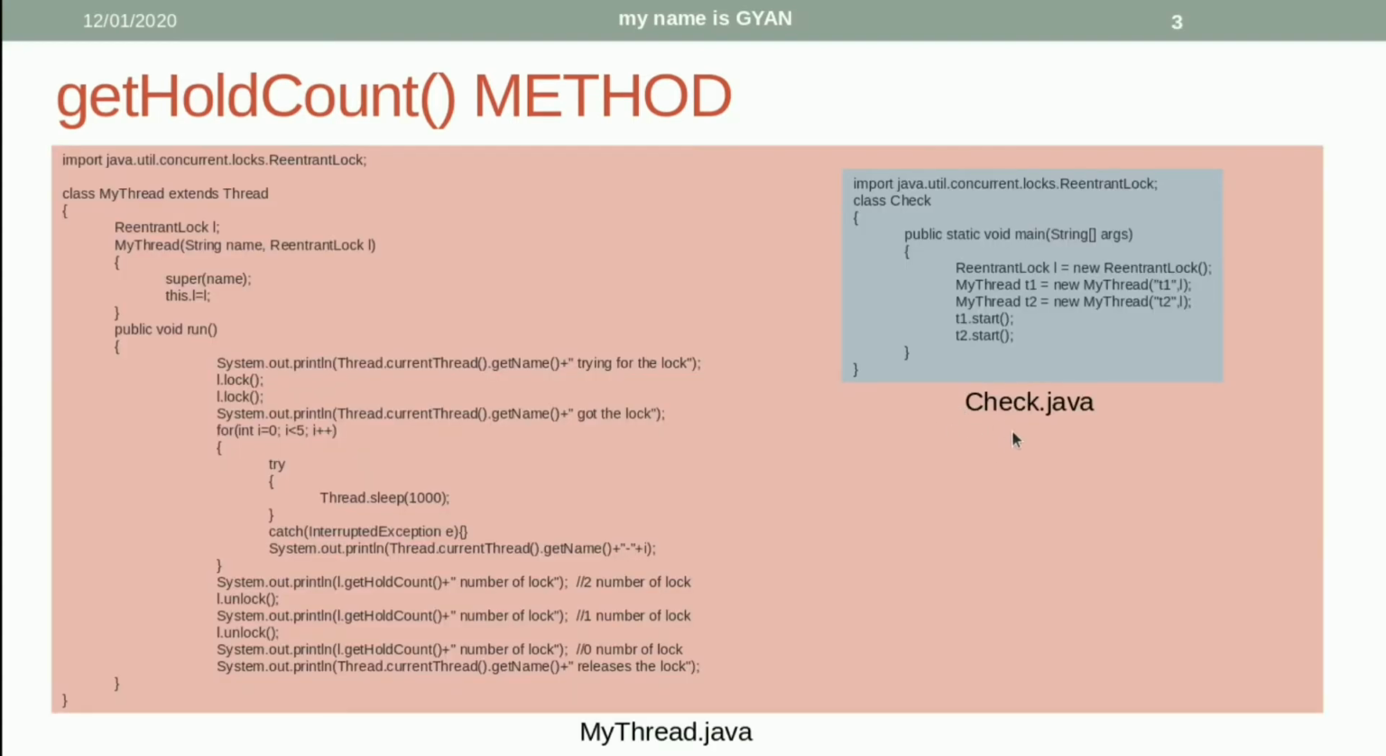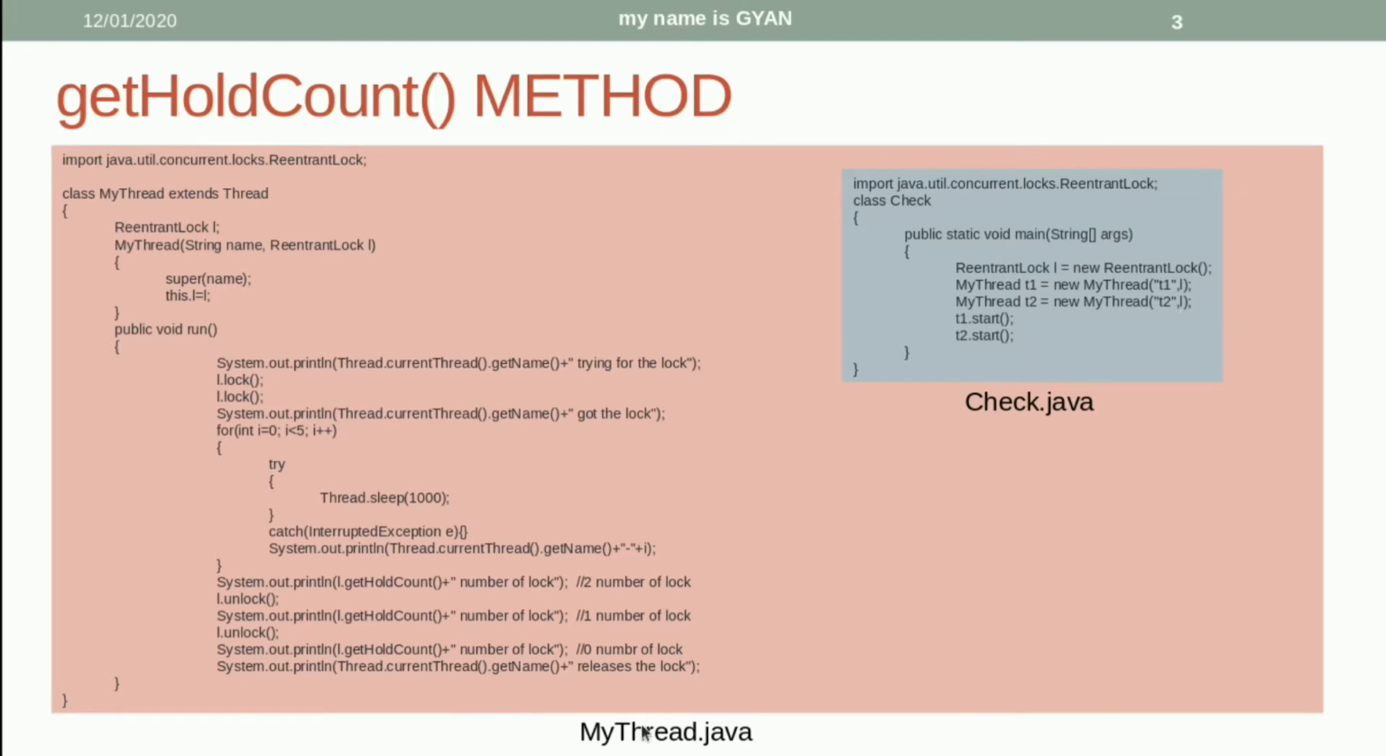We have the Java file check.java. In check.java we have the class check. In the class check we have the method main. In the method main we are creating a new object of type ReentrantLock class. Then after, we are creating two new threads by using the class myThread. The names of the threads are T1 and T2. We are passing the same reference variable of type ReentrantLock to both the threads. After that, we are starting the two threads.